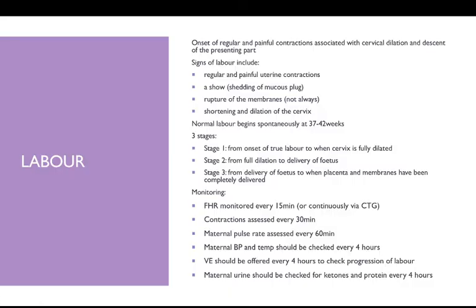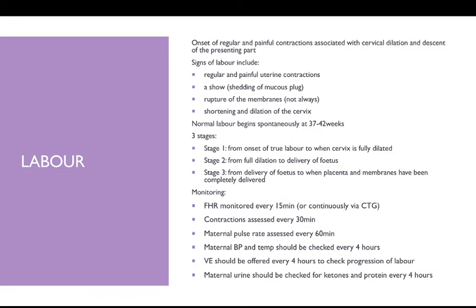Okay, so what is labour? Labour is the onset of regular, painful contractions associated with cervical dilation and descent of the presenting part. Signs of labour: regular, painful uterine contractions, the shedding of the mucus plug, rupture of membranes, again, it doesn't always happen, and shortening and dilation of the cervix. Normal labour begins spontaneously between 37 and 42 weeks. Anything before this is preterm, and everything after this is postterm.